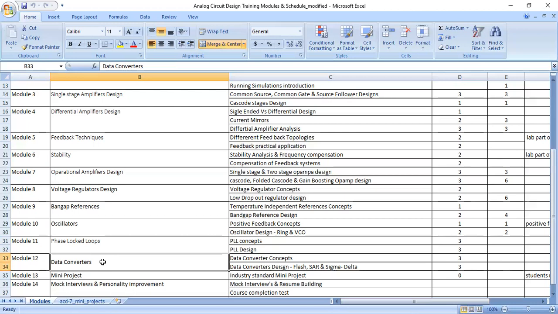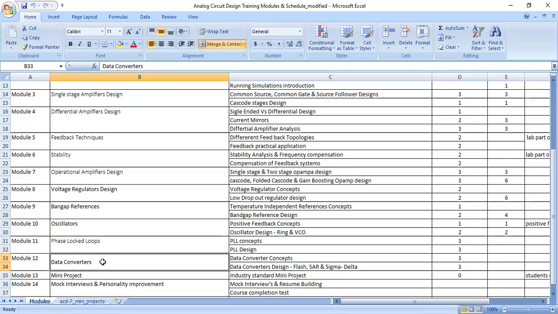So what are these concepts? How exactly do they work and how to design them? What are the different types of ADCs and different types of DACs, and what are their advantages and disadvantages, and when to use what, which is very important. That will be understood in this particular module.